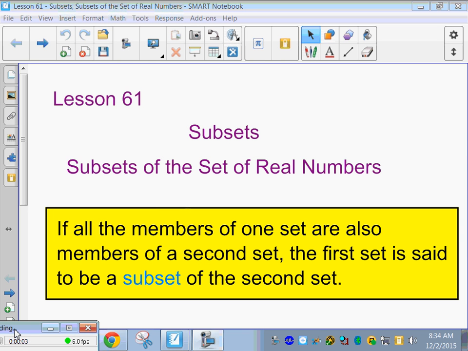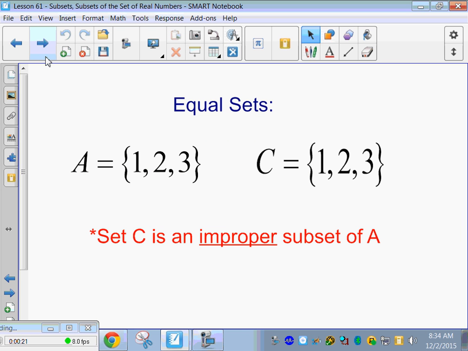Along with me. So if all the members of one set are also the members of a second set, then the first set is said to be a subset of the second set. So if everything in one set is inside the other set, it is a subset of that set. It'll make more sense when we do an example.